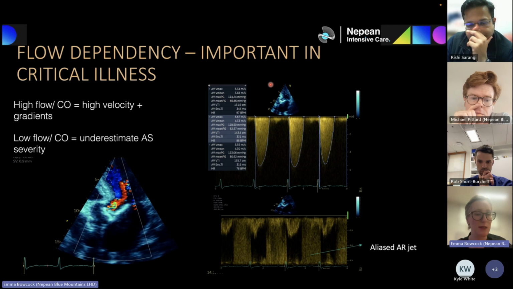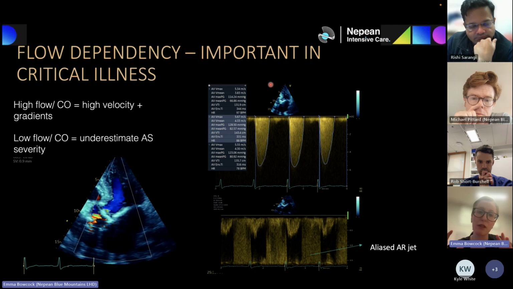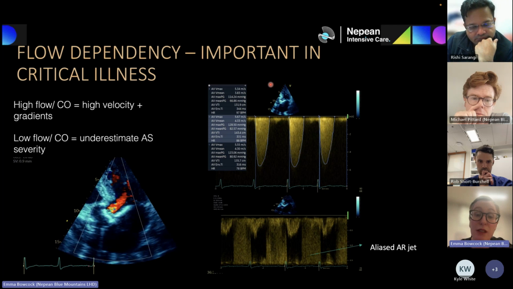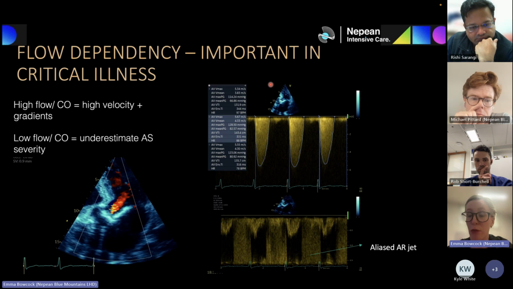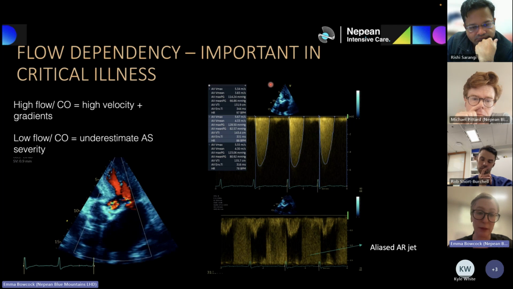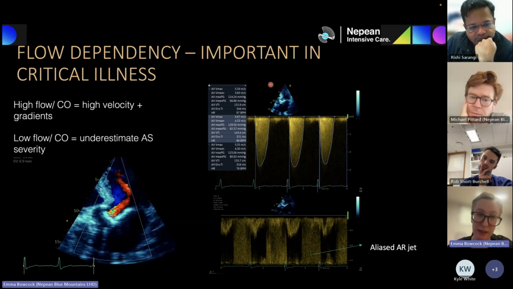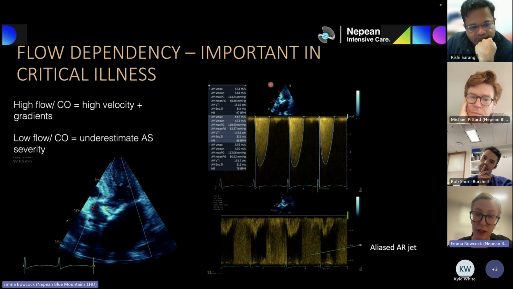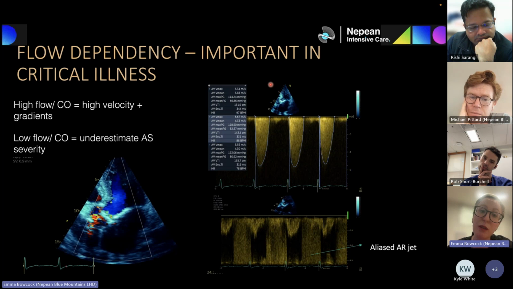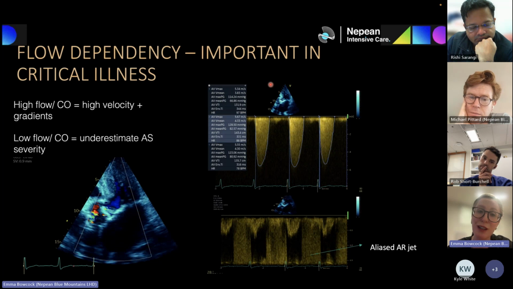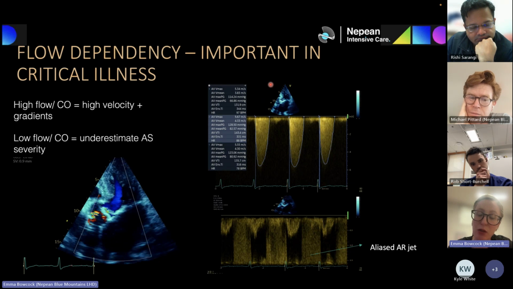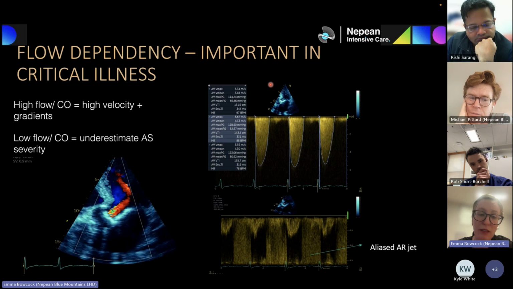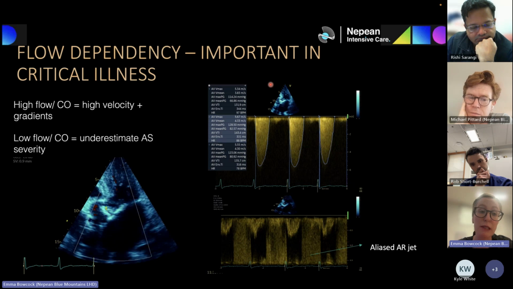I think sometimes it's really obvious, right? But a lot of the time they're in this grey zone, and their flow state is so fluctuant when they're critically unwell. They're on pressors, their volume status is all over the place. And because these gradients and velocities are so flow dependent, it's really quite hard to know where you're at in terms of their true severity. So we just have to be a bit cautious with overcalling or undercalling, I suppose, both ways.